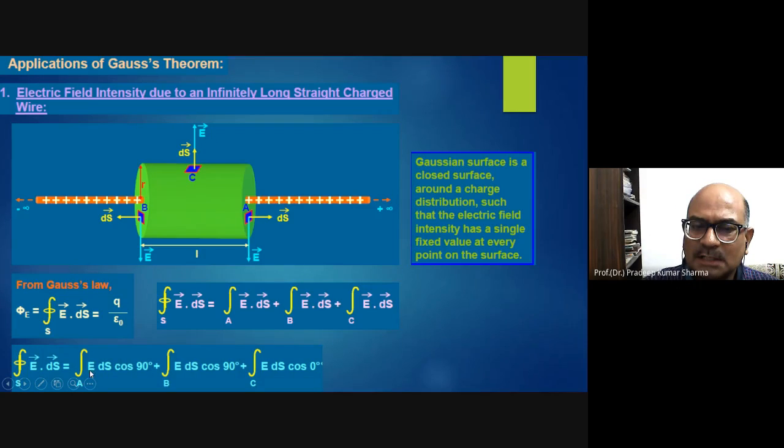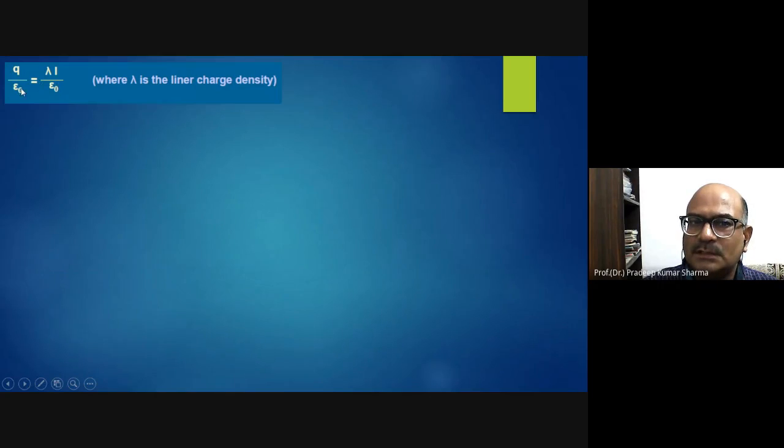So you can understand over here that ds and E for the C surface have angle 0, but for both A and B, the angle is 90 degrees. And all of you know that cos 90 value is 0 and cos 0 value is 1. So we can put over here that the surface of the cylinder is actually 2 pi r L. So that is the integration value, and if we put here the value q by epsilon, the total charge will be the length multiplied by the linear charge density lambda.